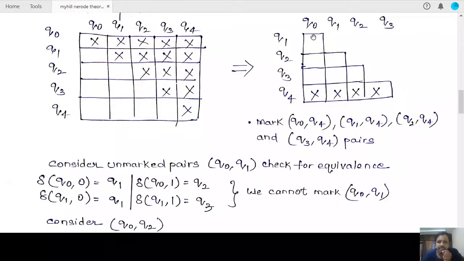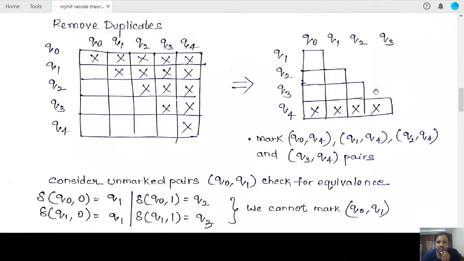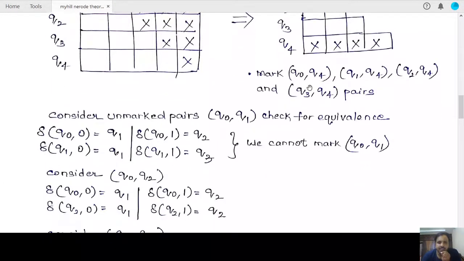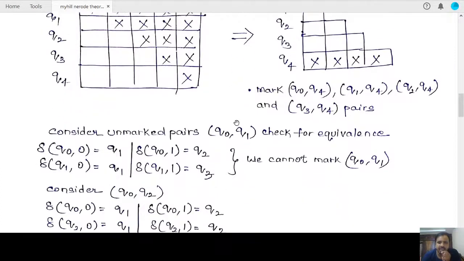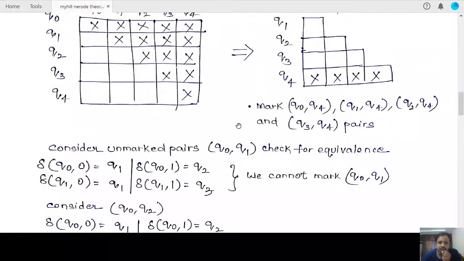So empty cell pairs, if you could see, it is like Q0 Q1. Okay, first cell. Next you could say like Q0 Q2, Q1 Q2, Q0 Q3, Q1 Q3, Q2 Q3, Q0 Q4, Q1 Q4, Q2 Q4, Q3 Q4. Okay, so likewise we have to take each pair like this. Let me select the first from top cell. I am considering the pair of states Q0 comma Q1, right?